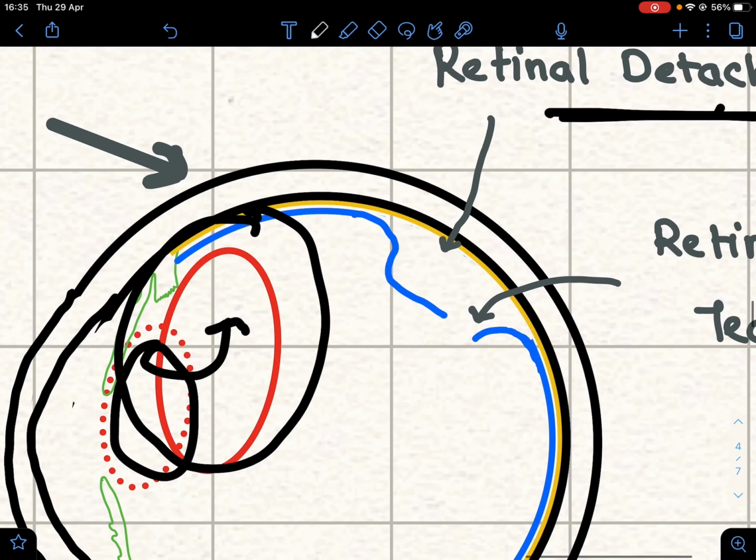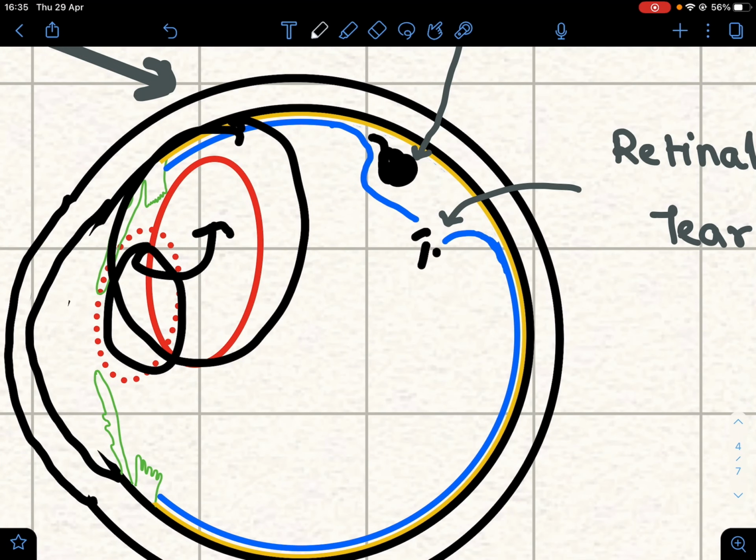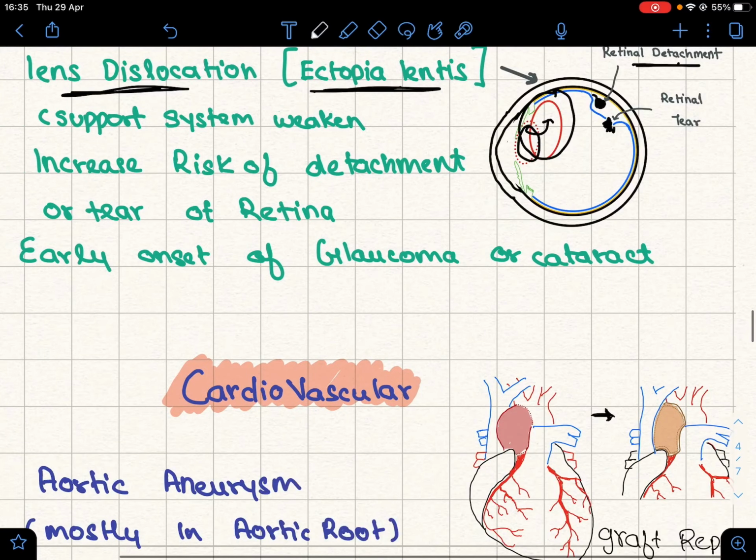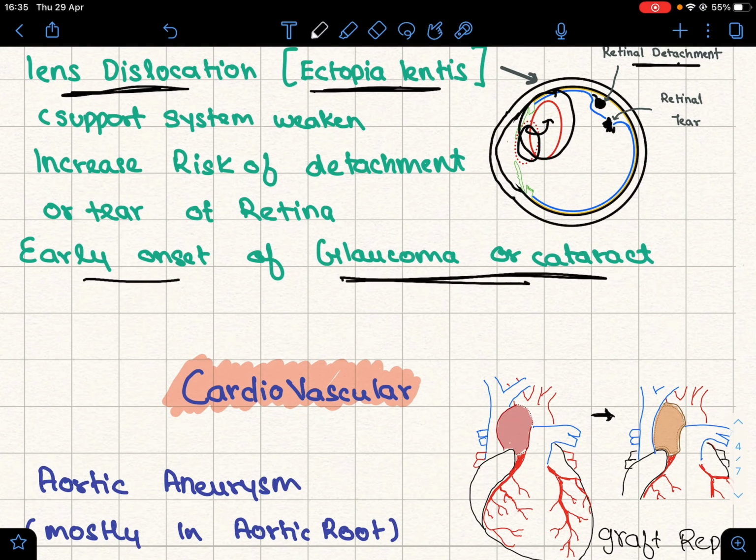As you can see here, the structure of the retina has been detached, and there can also be a retinal tear. Also there can be early onset of glaucoma.